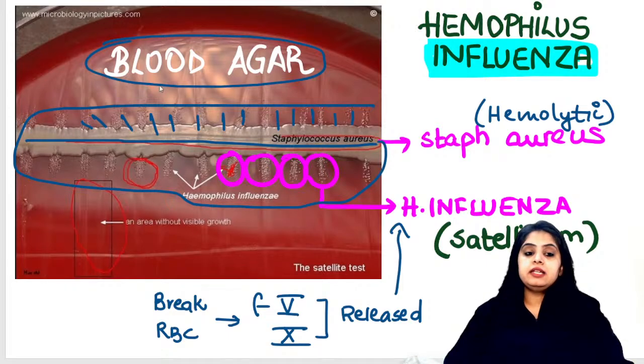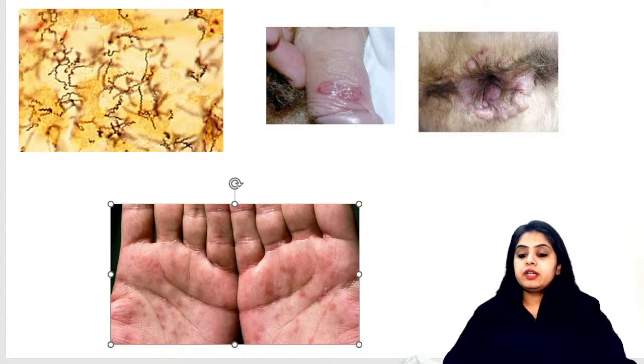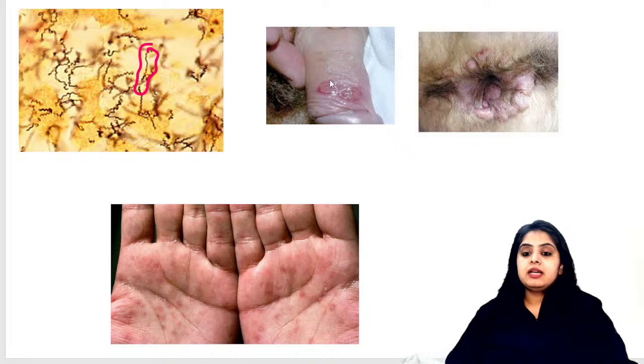Quickly tell me the answer to whatever is shown over here. Whatever is shown over here, which organism are they trying to tell you? What disease? I can see some black color organism. I can see some genital ulcer. I can also see some nodules. I can also see some reddish color rashes that are there. Okay, all of you are right.